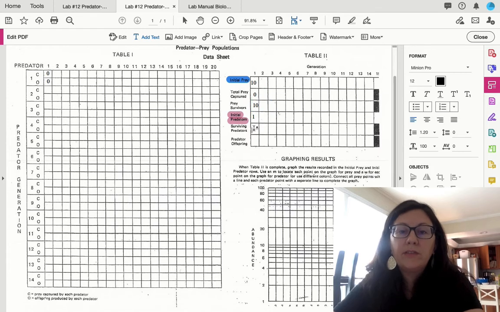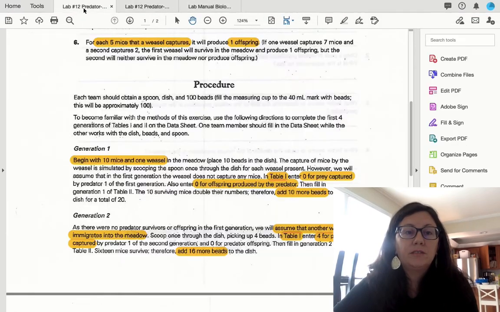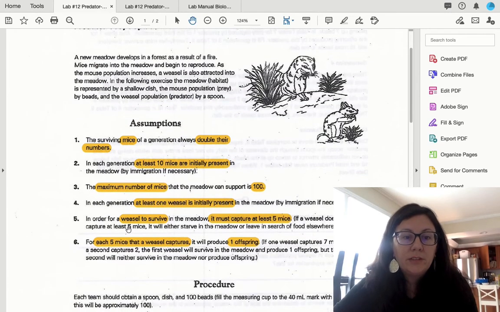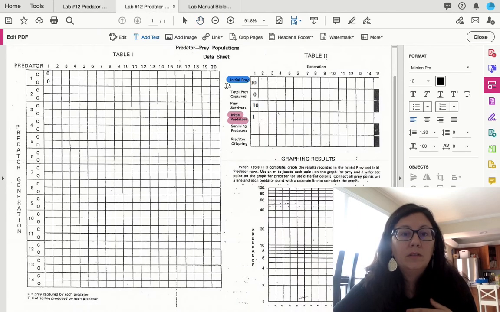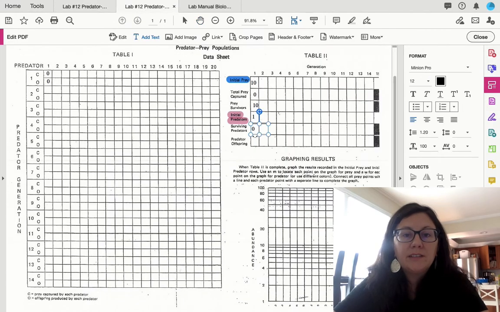Predator survivors. So if you recall, if you're wondering how many of the predators survived, it needs at least 5 mice in order to survive. That's under the assumptions. So you go up here to the assumptions. In order for a weasel to survive in the meadow, it must capture at least 5 mice. So it did not capture any, so the surviving predators is 0. And then additionally, for each 5 mice that a weasel captures, it will produce 1 offspring. It didn't capture any, so it has 0 offspring.